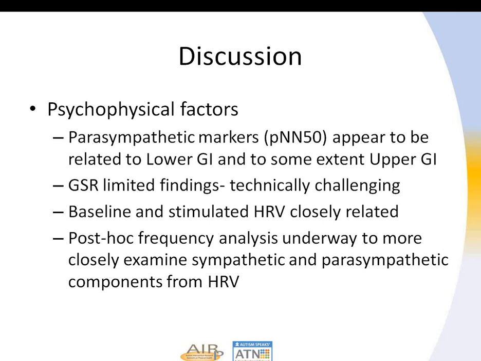So in short, for the psychophysical markers, there appears to be a relationship between NN50 and lower gastrointestinal symptomatology, and perhaps a relationship to upper as well. The GSR findings are somewhat limited. These are technically challenging, and they're much more susceptible to motion artifact than NN50 and the heart rate variability, and therefore the samples were not as clean.